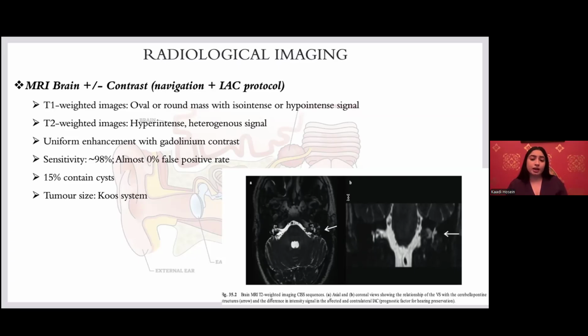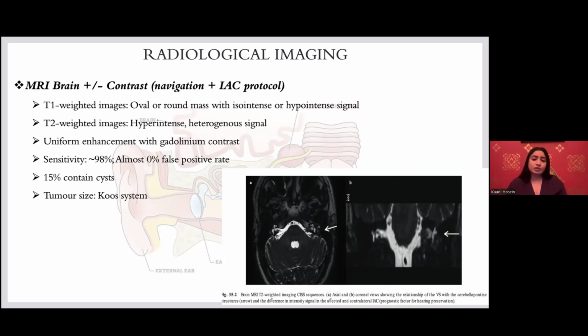An internal auditory canal protocol with millimeter sections through the internal auditory meatus can detect tumors as small as 1 to 2 millimeters in diameter on well-performed scans. An MRI usually shows an oval or round mass characteristically with an intermediate signal intensity on T1 weighted images, strongly enhancing post-gadolinium, and a hyperintense heterogeneous signal on T2 weighted images, with the lesion uniformly enhancing with gadolinium contrast.